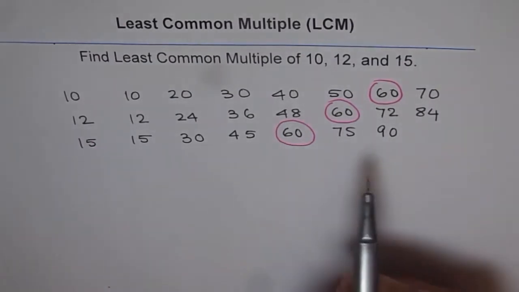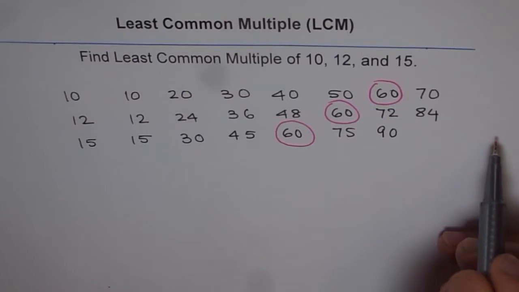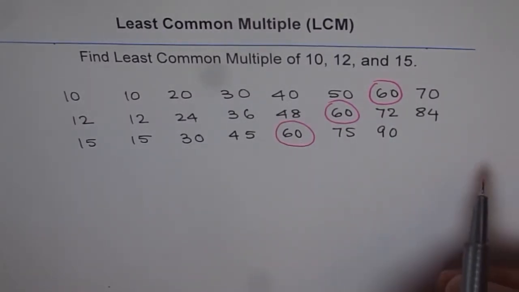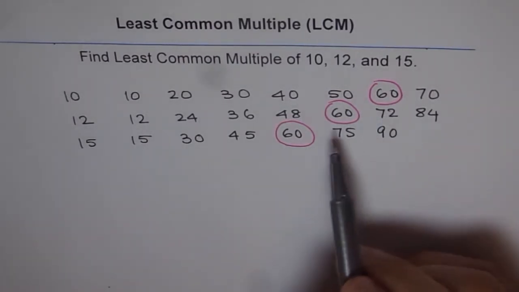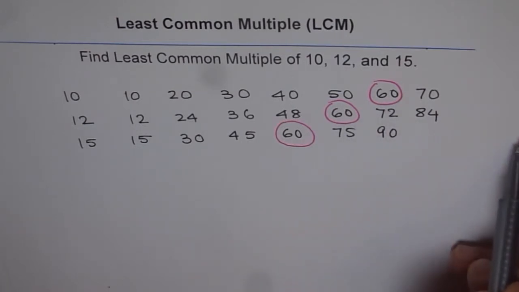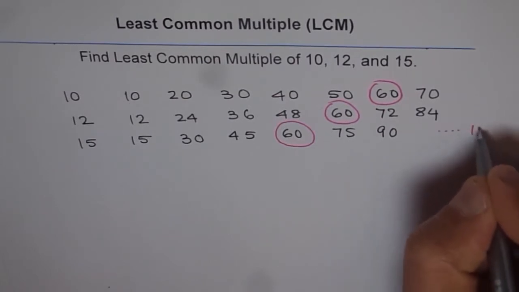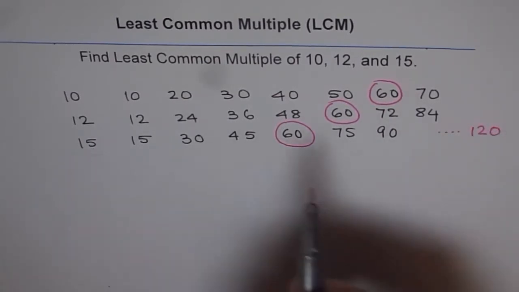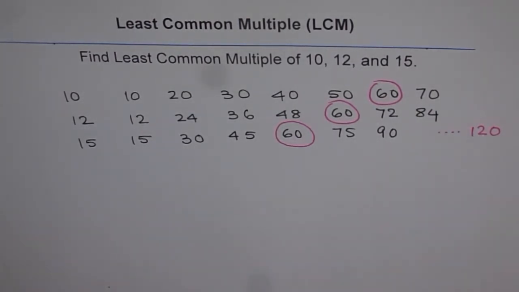And well, the next number will be what? If we continue the series, the next number will be 2 times 60 and so on. In this list we just found out of those which we wrote, the least was 60. If we could have continued the series, we would have got somewhere here 120, right? So if we keep on adding 15 to this, we'll get 120 as the next common multiple.